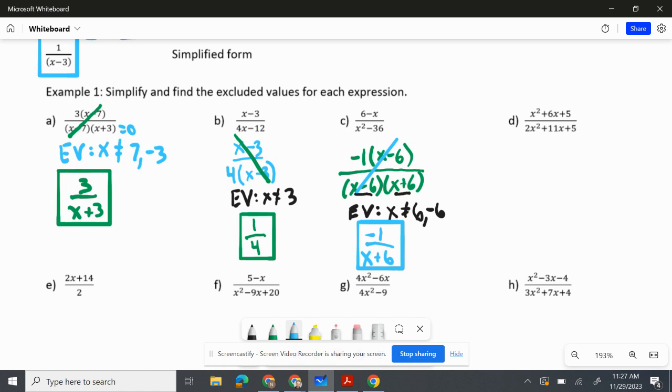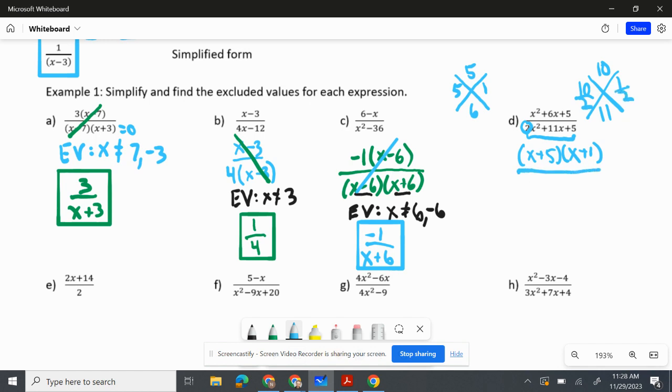Now letter D. I'm going to factor both the top and the bottom. For the top, two numbers that multiply together give me 5 and add up to 6 would be 5 and 1. For the denominator, I'm going to multiply the 2 and the 5. That gives me 10 on top, 11 on the bottom, so that would be 10 and 1. Because the leading coefficient is 2, I'm going to divide each of them by 2. And in the denominator, I'm going to get x plus 5, and I'm going to get 2x plus 1.